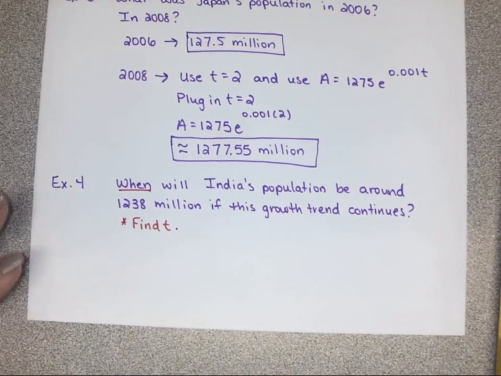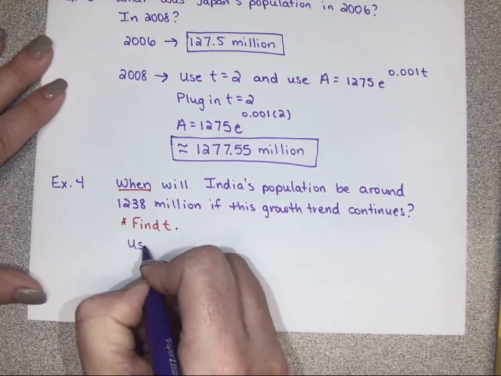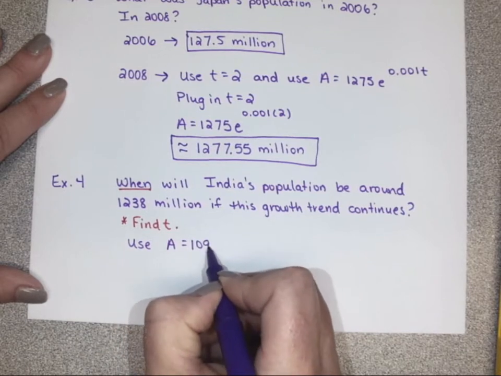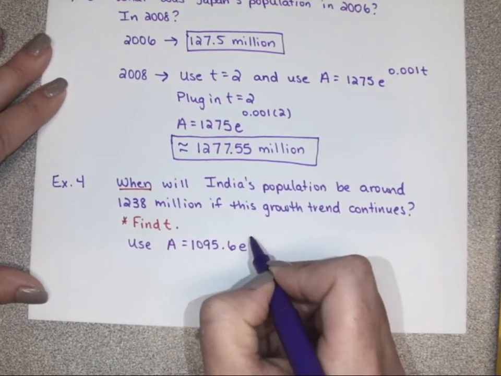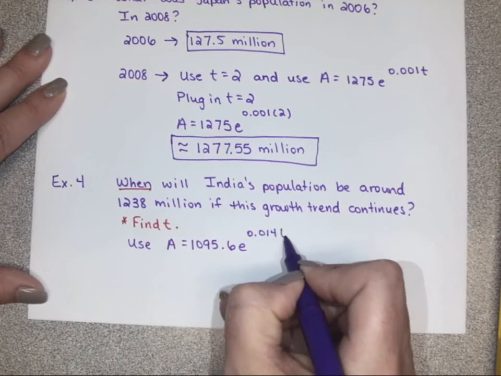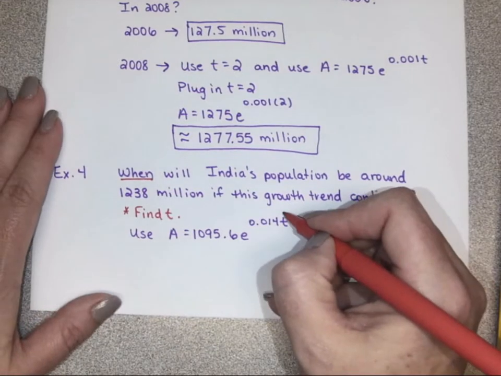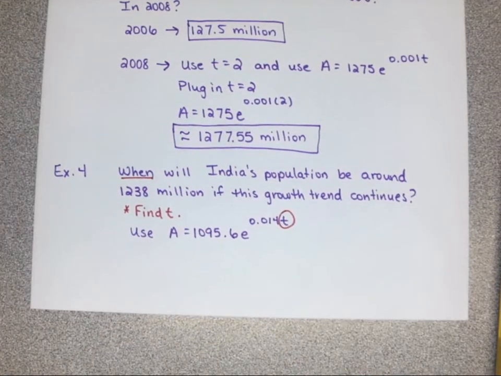Okay, but we're going to use the formula for India, which was, I think, 1,095.6, and then e to the 0.014 t power. So we've done problems like this before, but these numbers aren't as pleasant maybe as what we did before. Notice this is what we're actually trying to solve for, right? We want to get t by itself. And right now, t is kind of in an untouchable location. It's in the exponent. And so do you remember how we solve problems that look like this?